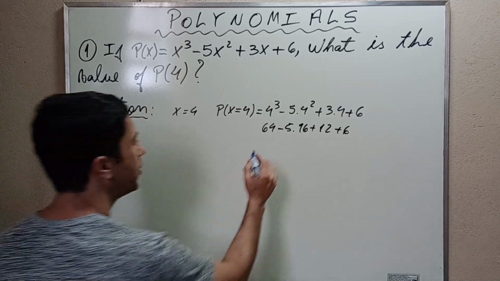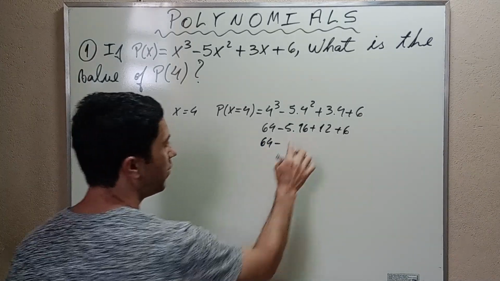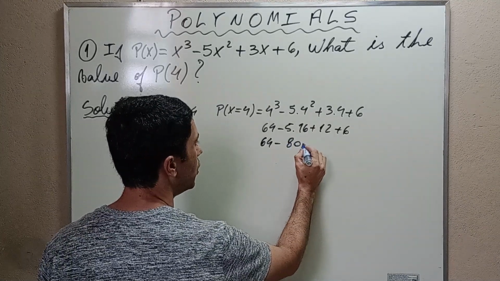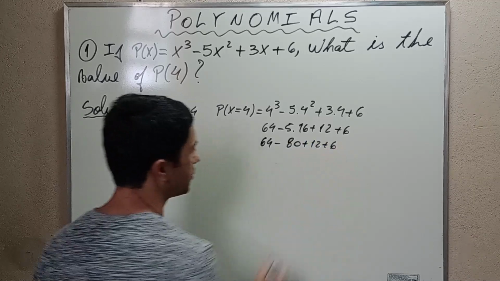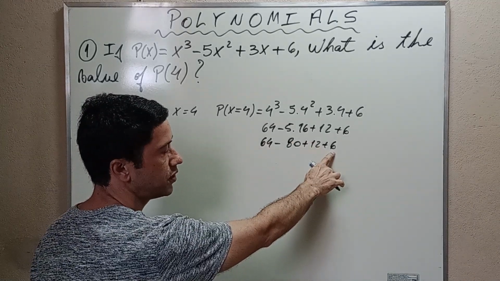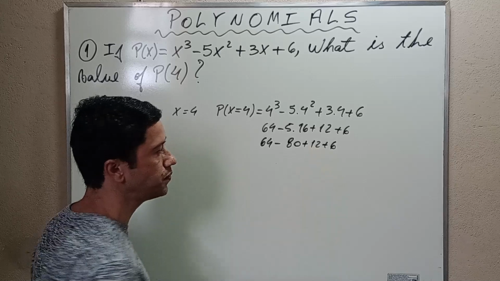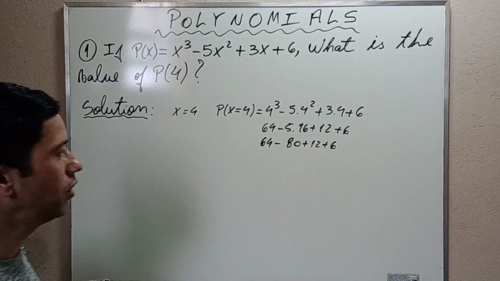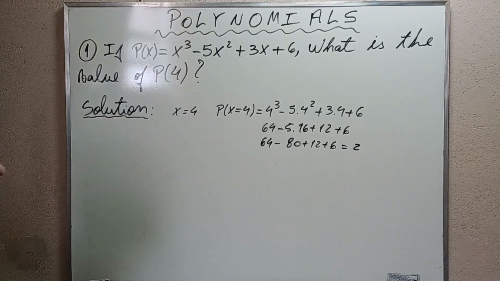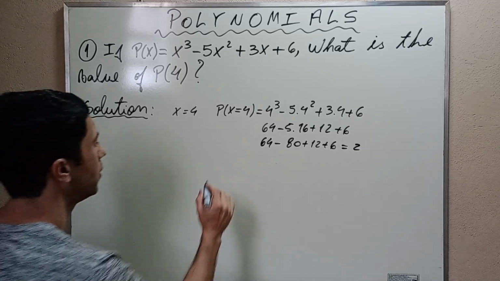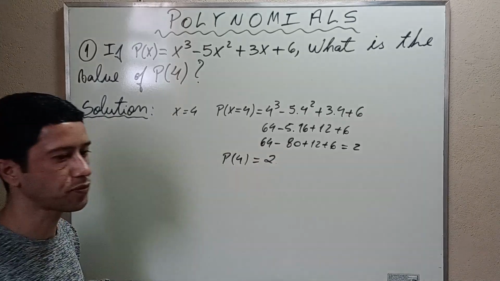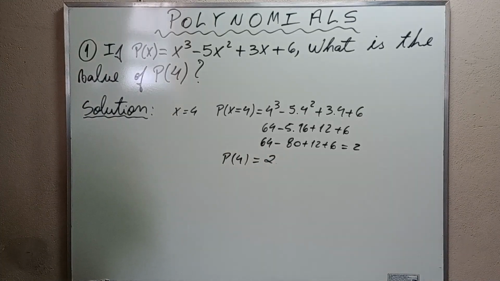Continuing, 64 minus 5 times 16, which is 80, plus 12 plus 6. 64 plus 6 is 70, plus 12 is 82, minus 80 is equal to 2. Okay? Consequently, p of 4 is equal to 2. Alright? And this is the solution of exercise number 1.